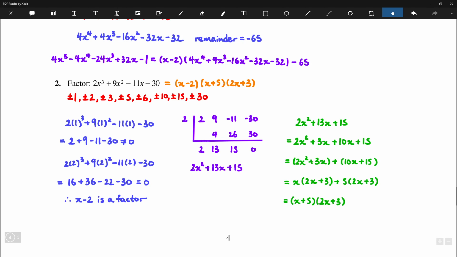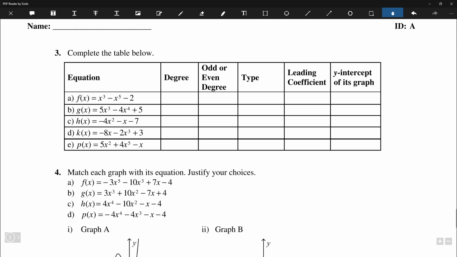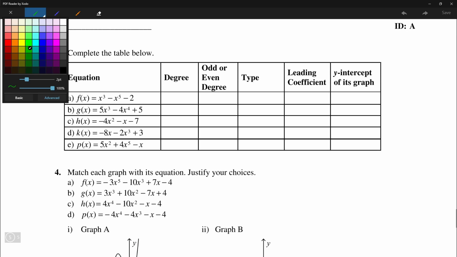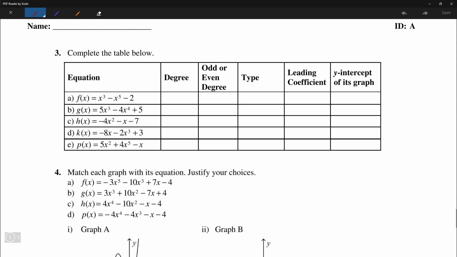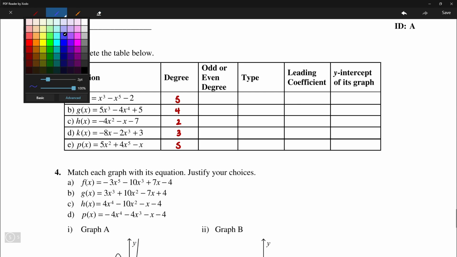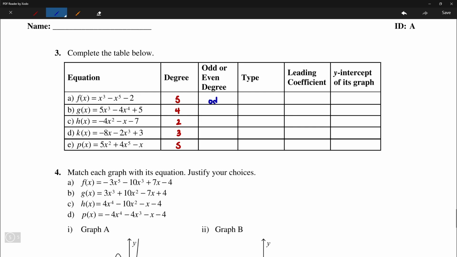Okay, question number 3. Okay, just a table here. So we have the degree, so 5. Again, looking for the highest power of x. So 5, 4, 2, 3, and 5. 5 is odd, 4 is even. Actually, I'm just going to use a different color here. Okay, again, odd, even, even, odd, and odd.